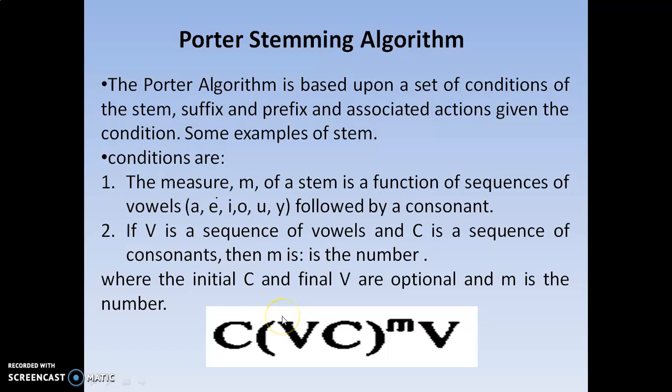The Porter stemming algorithm is based upon a set of conditions on the stem, suffix and prefix, with associated actions given the condition. Based on this condition only it can identify the words: consonants, vowel consonants, how many times it appears, the measure, and followed again by a vowel. So remember, the Porter stemming algorithm always works on the alphabets in the form of vowels and consonants, and based on this formula, how many occurrences there are, it will work.